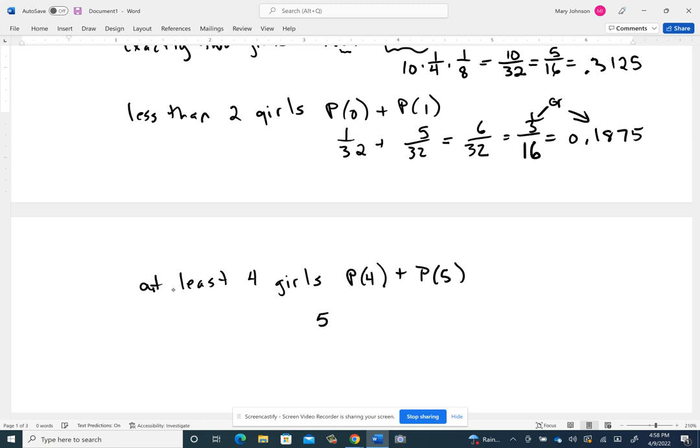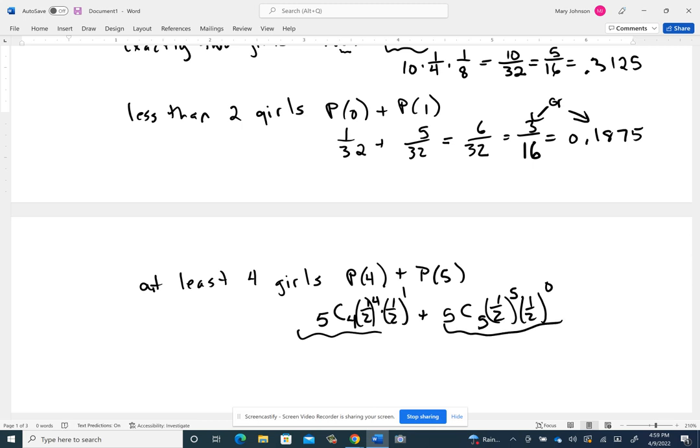So we would do 5 choose 4, 1/2 to the 4th, times 1/2 to the 1st, because the one that's not a girl would be a boy. And then we'd come over here and do 5 choose 5, 1/2, we want them all to be girls, times 1/2 to the 0. And we'd get these numbers and add them together, okay? So 5 choose 4 is 5, okay? So you could do that. You could just do 5 and then go in there and double check, and you'll see 5 choose 4 is 5.